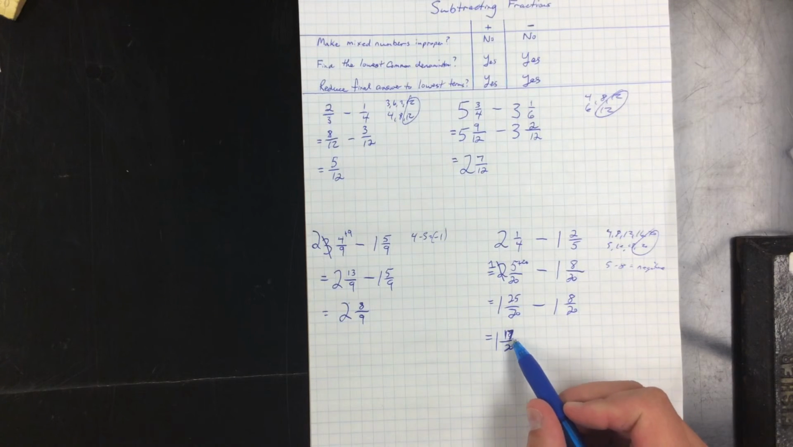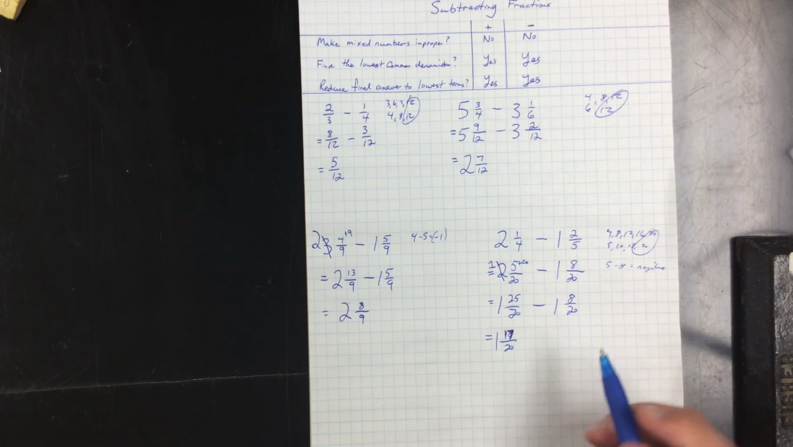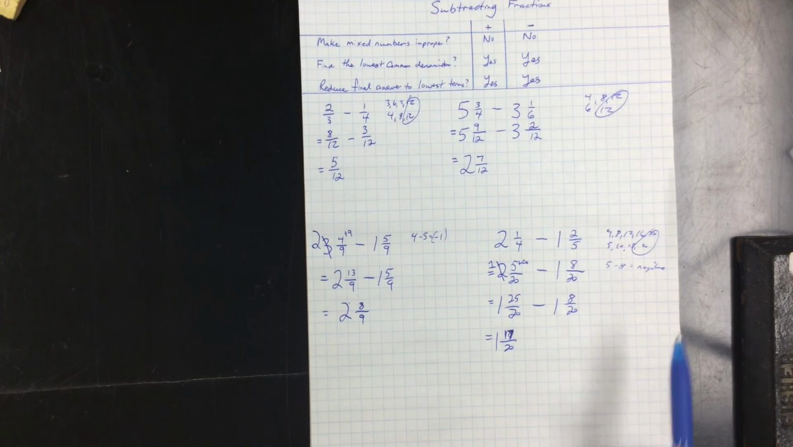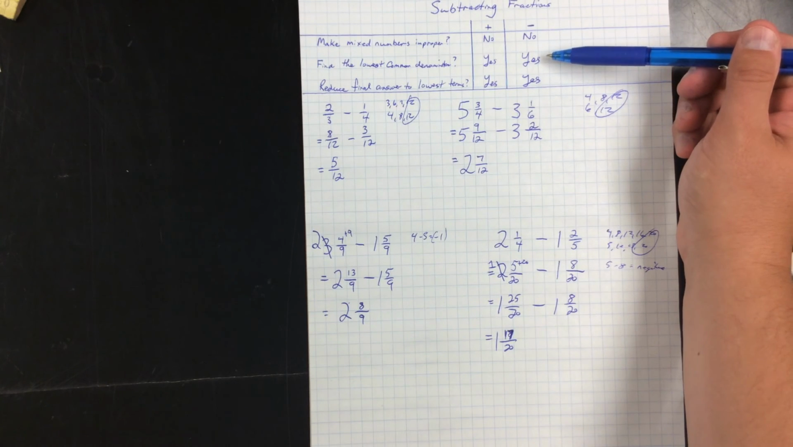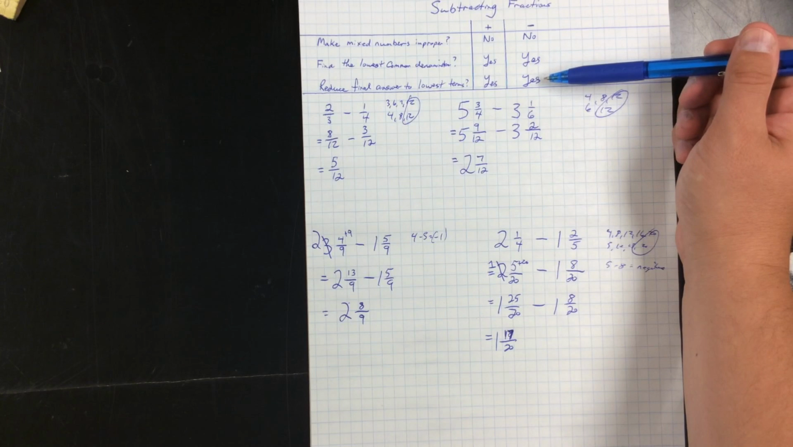I know 17 is prime, and it's not going to go evenly into 20, so 17 doesn't reduce, so I'm in lowest terms. So once again, we made sure that we kept the mixed numbers as mixed numbers. We found the lowest common denominator, and we put our answers in the lowest terms.